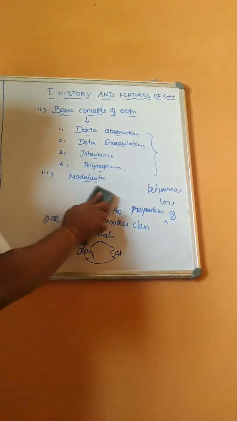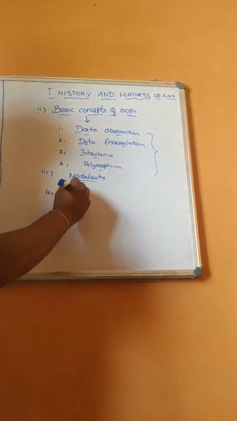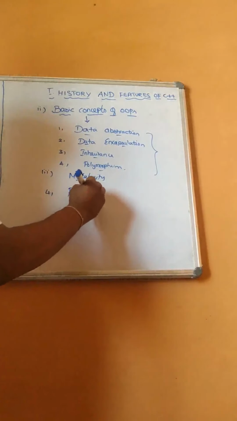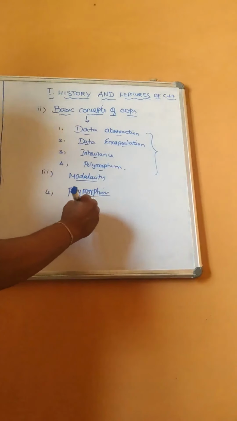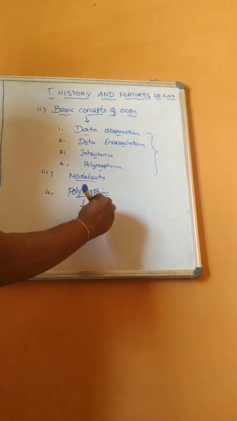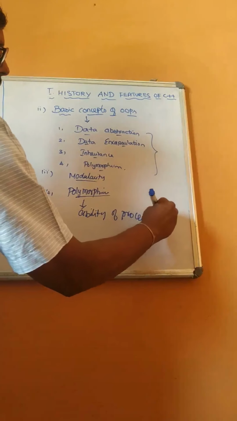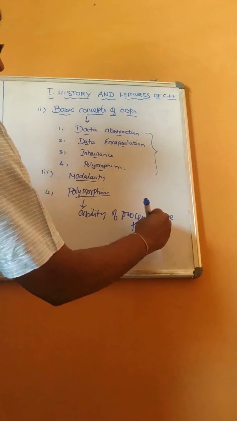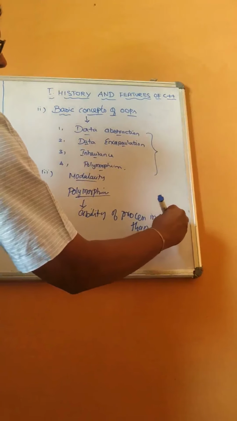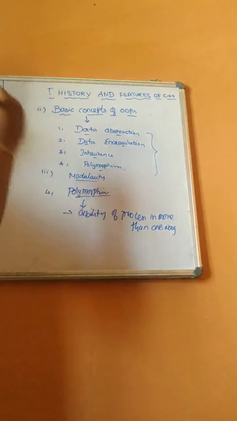The next one which I am going to see, the fourth one, is polymorphism. Polymorphism is nothing but the ability of processing in more than one way. The ability of processing in more than one way is called polymorphism. That's the definition of polymorphism.